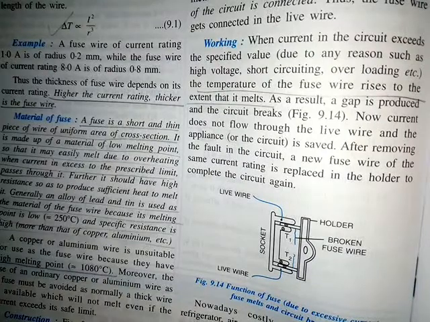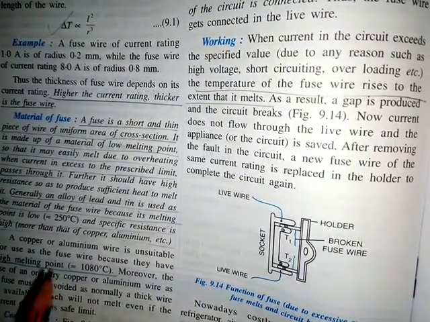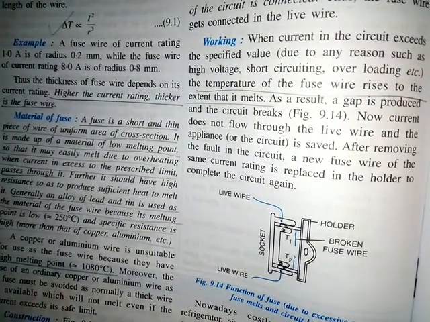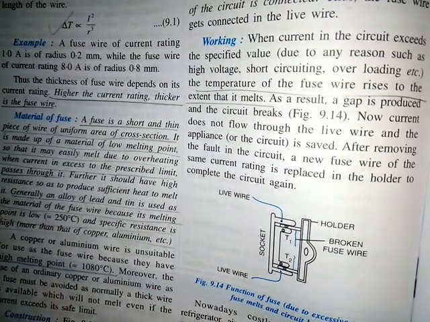It is made up of a material of low melting point so that it may easily melt due to overheating when current in excess of the prescribed limit passes through it, and it also has high resistance so as to produce sufficient heat to melt it. A copper wire or aluminium wire is unsuitable for a fuse since it has a high melting point.